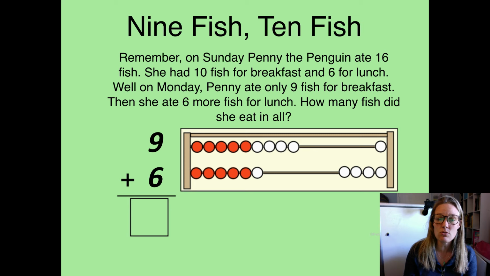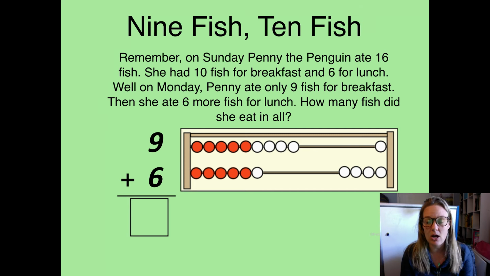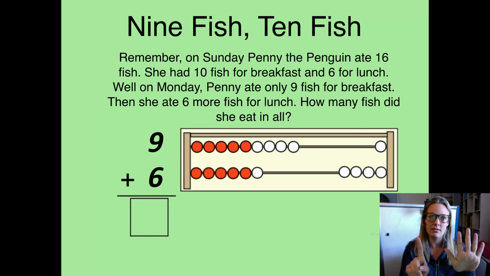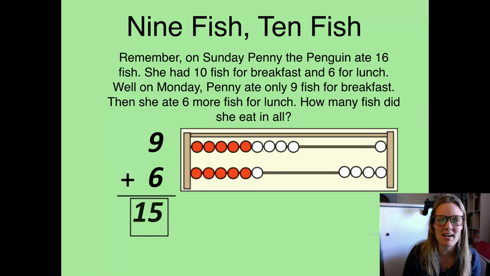And you can use this visual model of the number rack to help you out as well. You have the 9 on top, 6 on bottom, and you can add on. So remember, if you're still not sure, always add on, taking your biggest number. So we have 9, and we're going to add 6. 10, 11, 12, 13, 14, 15. You got it. Good job, guys.